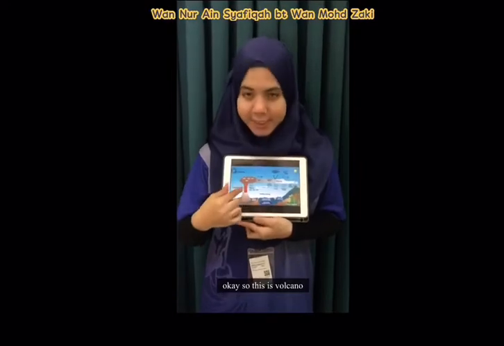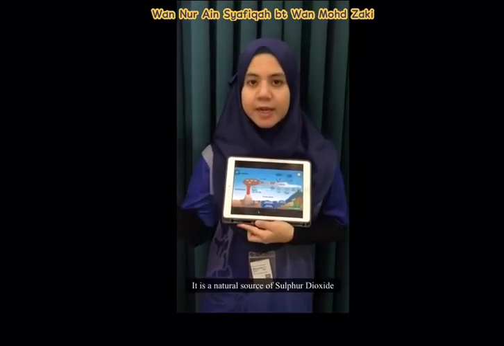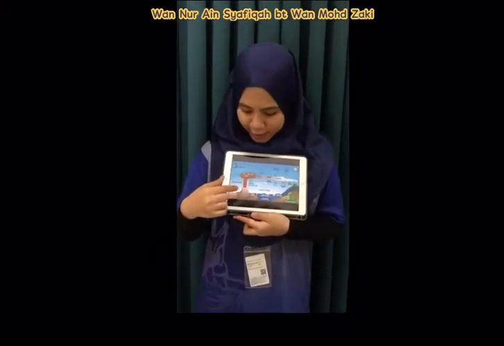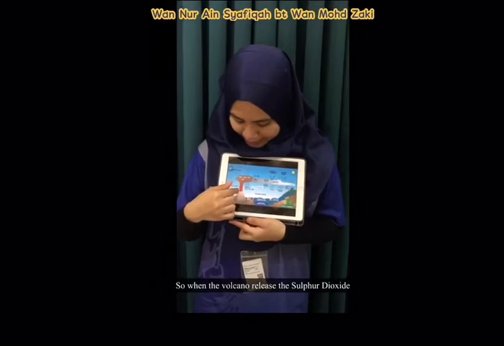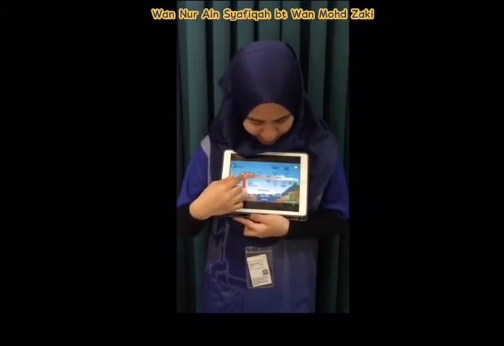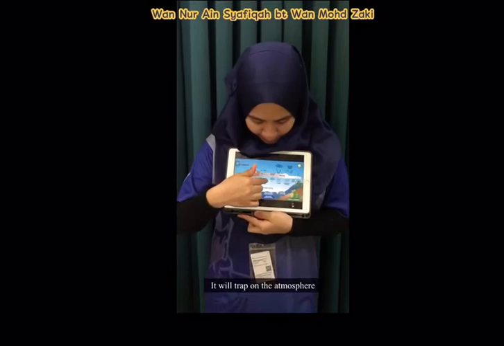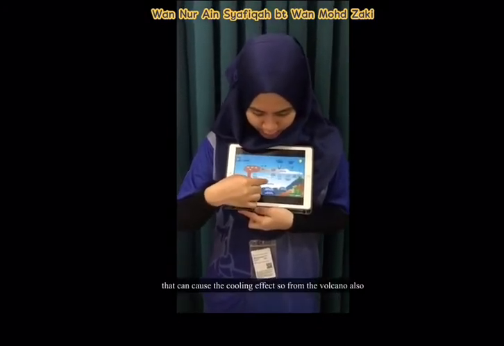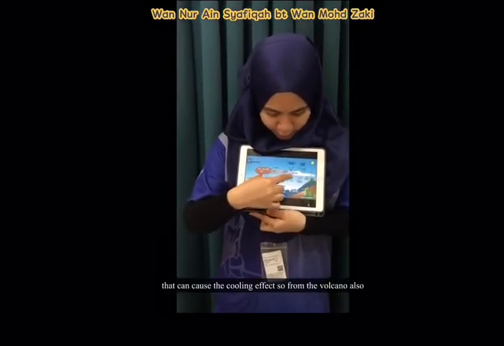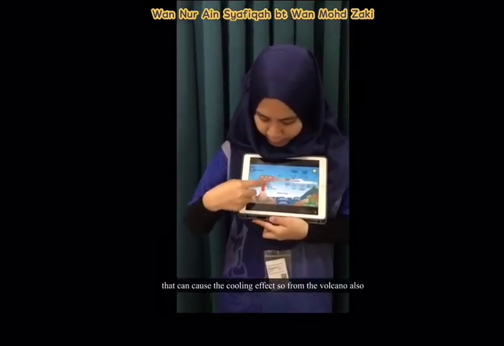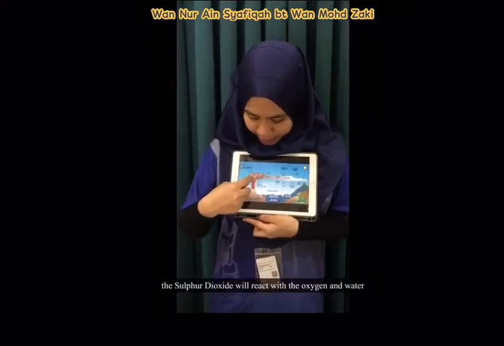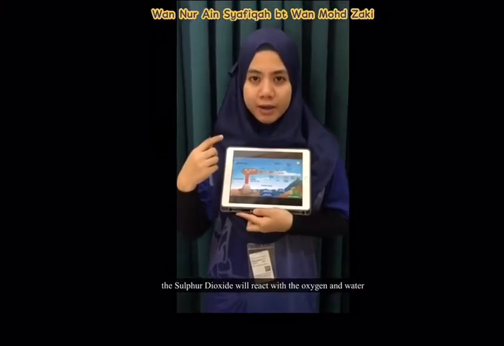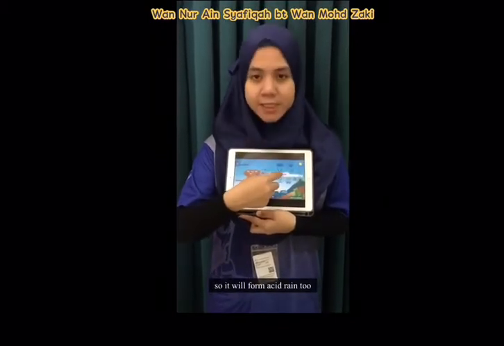Okay, so this is a volcano. It is a natural source that forms sulfur dioxide. When the volcano releases sulfur dioxide, it will be trapped in the atmosphere, which can cause a cooling effect. From the volcano also, the sulfur dioxide will react with oxygen or water, so it will form acid rain too.